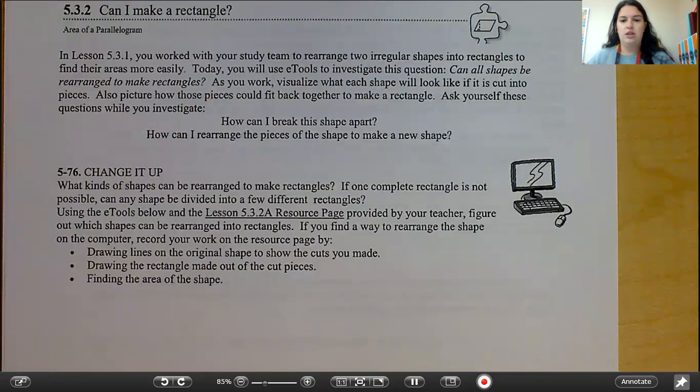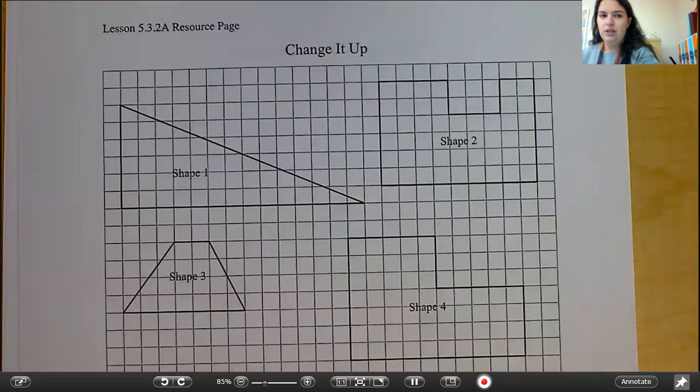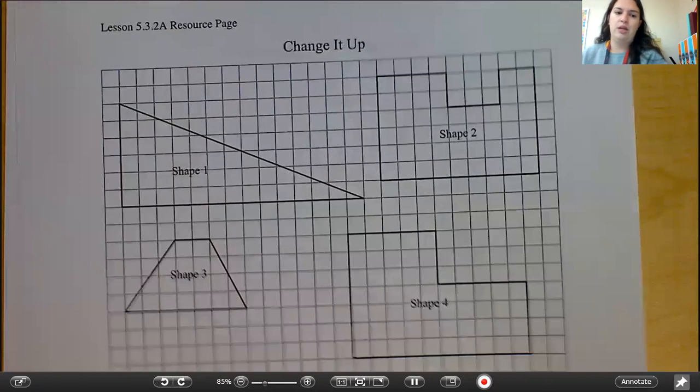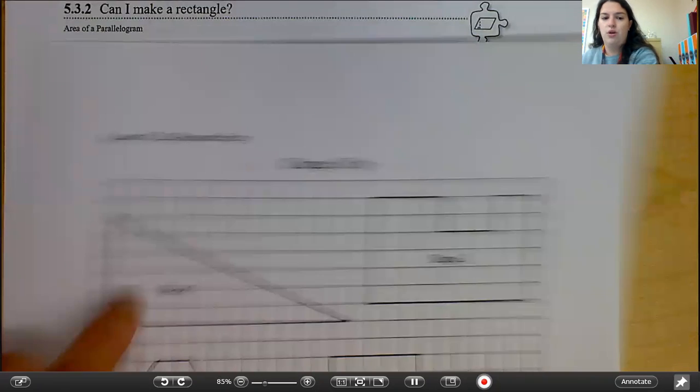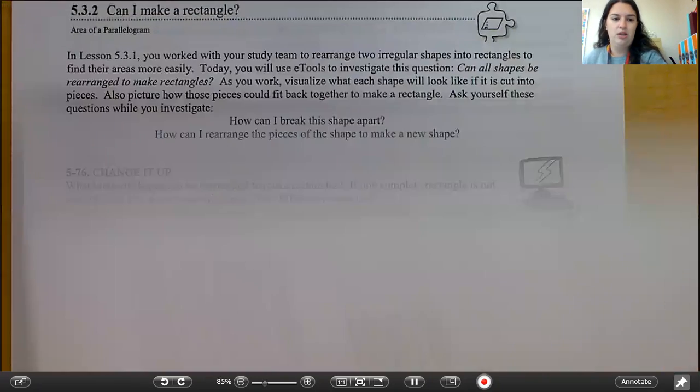So you're going to take your resource page. It's right here, 532A resource page. You are going to get on the eTool that I have listed for you, and then you are going to work through these shapes. Once you figure out how to cut it, you're going to draw the lines on the shapes on the resource page.